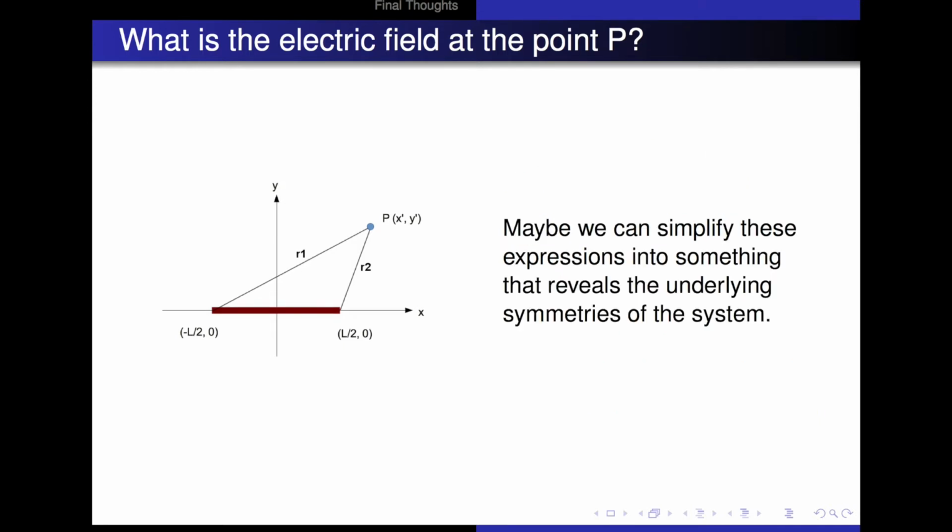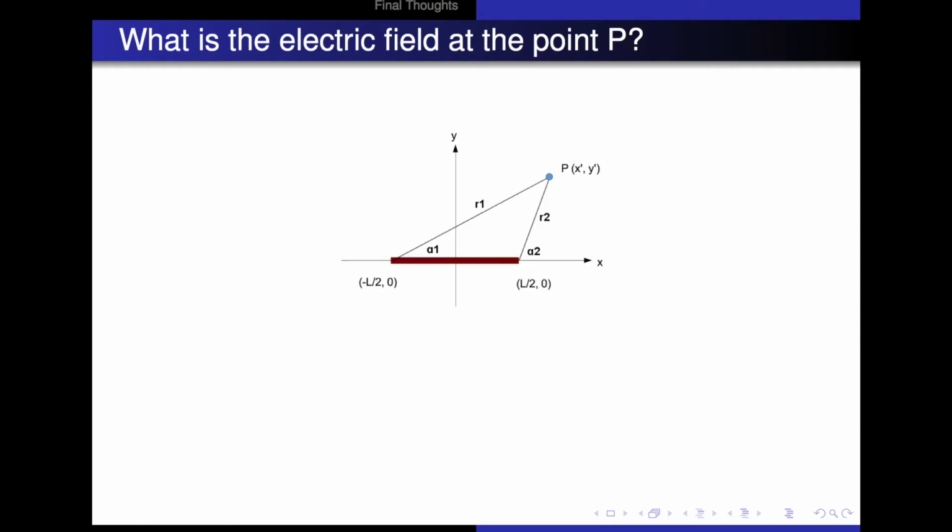Now, maybe we can simplify these expressions into something that reveals the underlying symmetries of the system. So, I start off with my diagram, and I label alpha 1 and alpha 2, two angles with respect to the x-axis. Now, cosine of alpha 1 is simply x prime plus L over 2 divided by R1. Sine of alpha 1 is simply y prime divided by R1. Similarly, cosine alpha 2 is x prime minus L over 2 divided by R2, and sine of alpha 2 is y prime divided by R2.